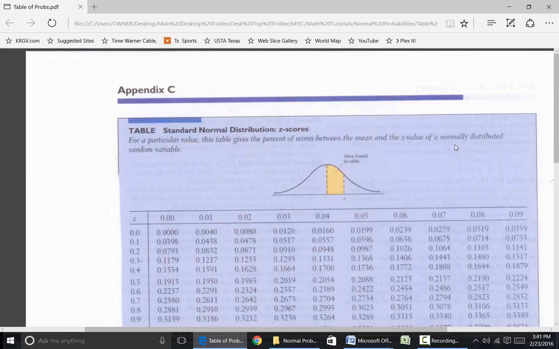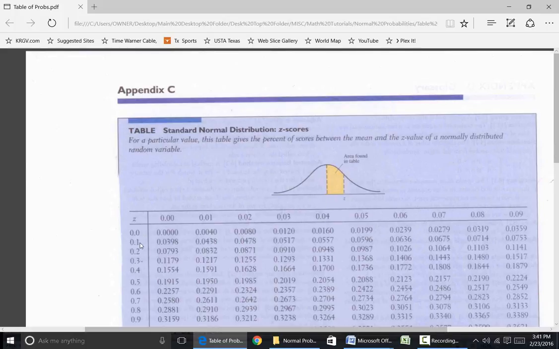So given that, here's what the table does. You can see from the diagram, basically what the table is giving you is this area from the mean, so right here, to the z-value. So all you're going to do is basically look up the z-value. So for example, let's say we wanted to find the area from the mean to, say, 0.1. Somewhere in here, 0.1 standard deviation.